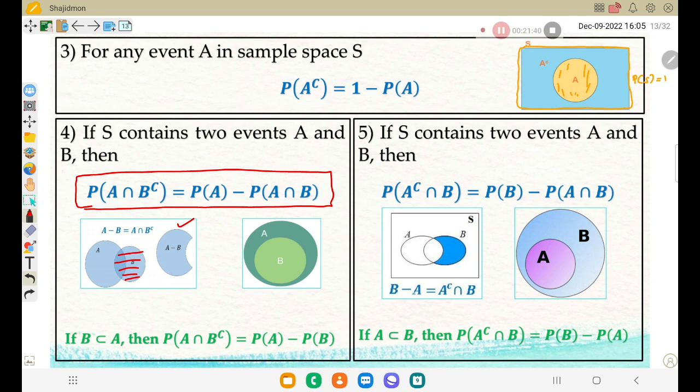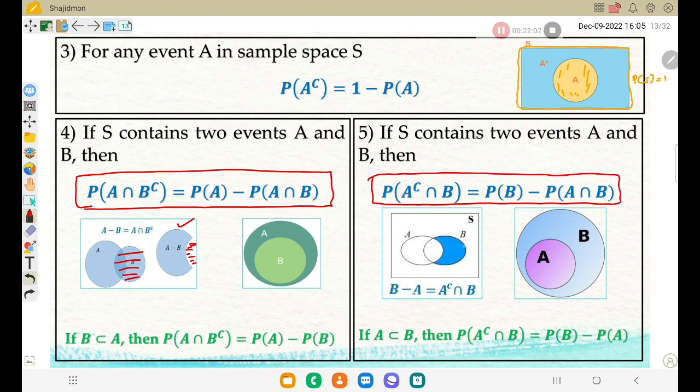How are we calculating that one? Probability of A minus probability of A intersection B. That means from total A, subtract this intersection portion, that is the meaning: probability of A minus probability of A intersection B. Same as you can see, probability of A complement intersection B.